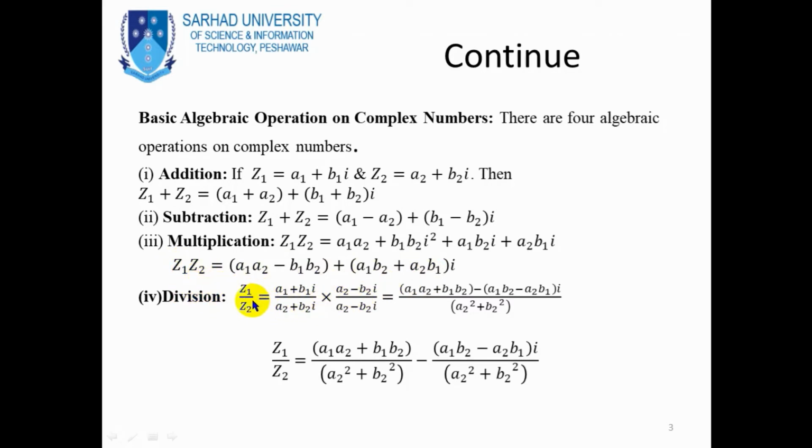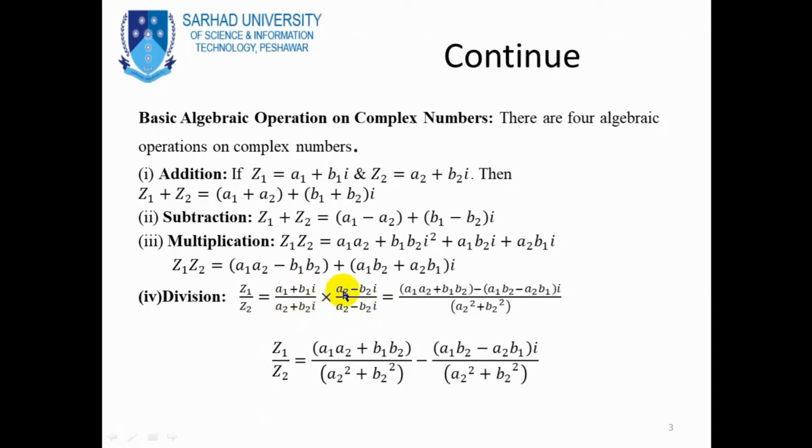Now for the division of two complex numbers, z1 divided by z2, this is very important. Dear student, note how we can divide two complex numbers. In the division of two complex numbers, we take the conjugate of the denominator, so in the denominator iota will disappear. z1 divided by z2 is equal to a1 plus iota b1 divided by a2 plus iota b2. Now taking the conjugate of the denominator, multiply by a2 minus iota b2 divided by a2 minus iota b2.